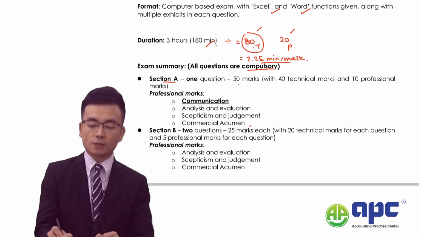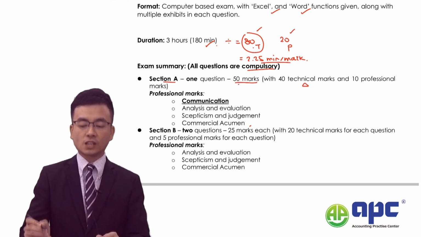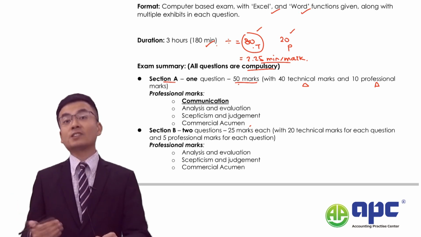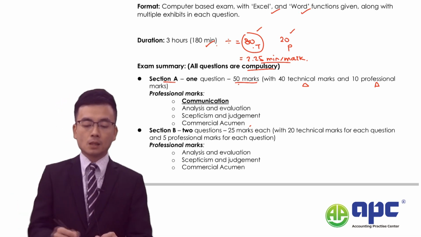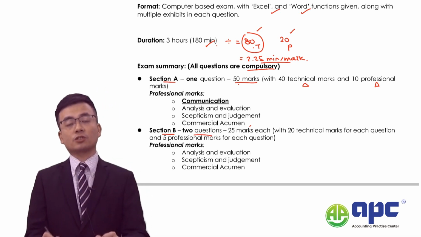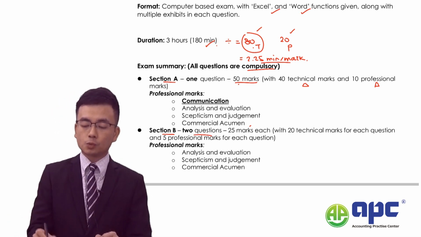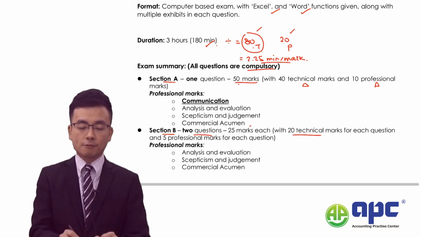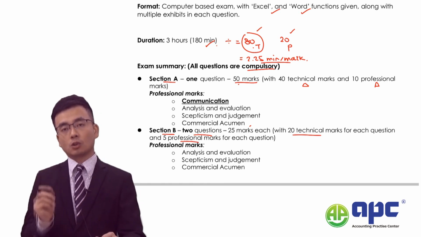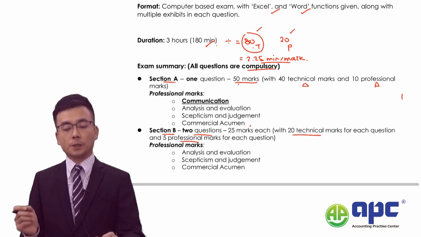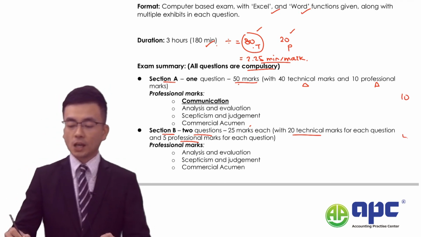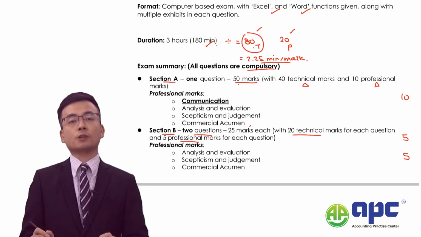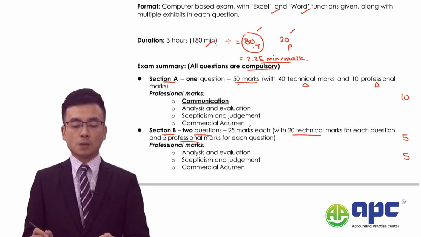Section A will contain a 50 marks question, being 40 technical marks and 10 professional marks, and it is a risk-based question. Section B will contain another 2 questions, question 2 and 3, each with 25 marks, being 20 technical and 5 professional marks for each question. And therefore, we have 10 professional marks for question 1, 5 for question 2, 5 for question 3, and the total will be 20 professional marks.